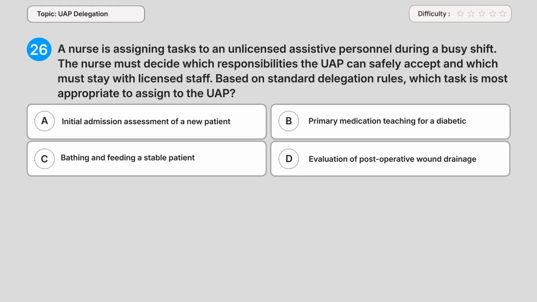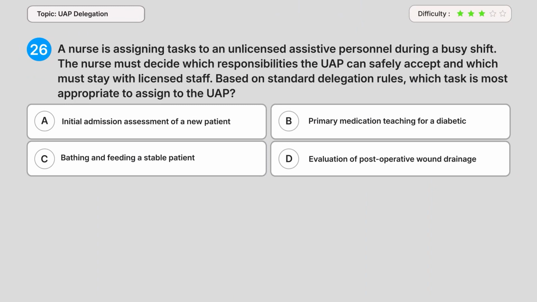Question 26. A nurse is assigning tasks to an unlicensed assistive personnel during a busy shift. The nurse must decide which responsibilities the UAP can safely accept and which must stay with licensed staff. Based on standard delegation rules, which task is most appropriate to assign to the UAP?